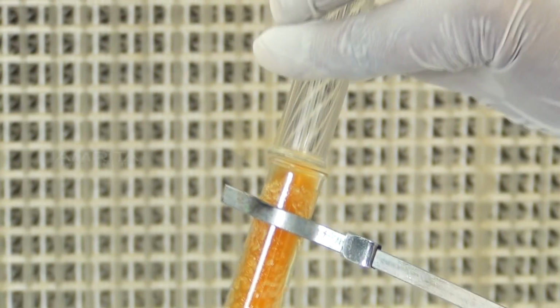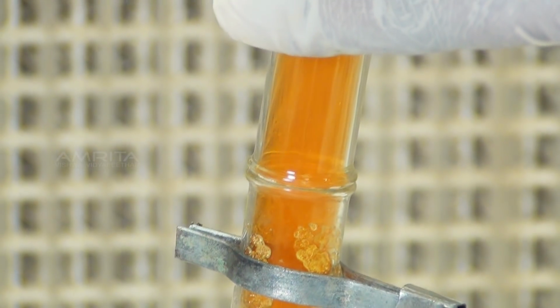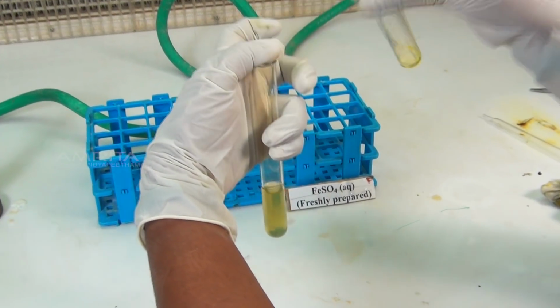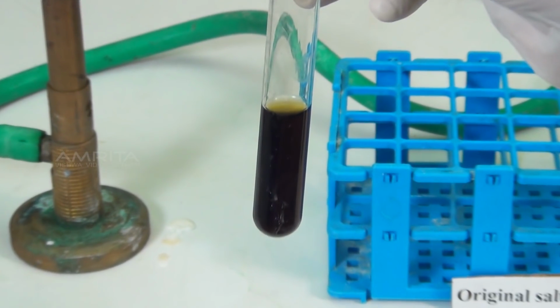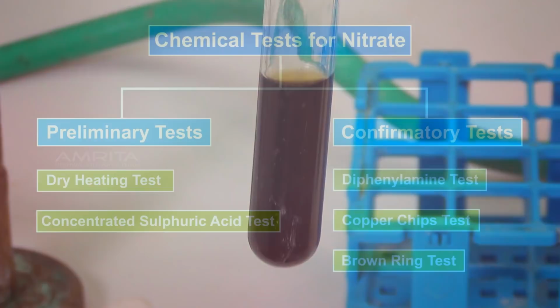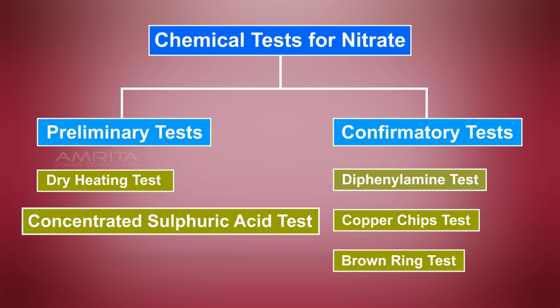Cover the test tube containing salt with an empty test tube and collect the gas. Now, pour some ferrous sulphate solution into the test tube filled with gas. Ferrous sulphate reacts with nitrogen dioxide to form a black coloration. Concentrated sulfuric acid test.